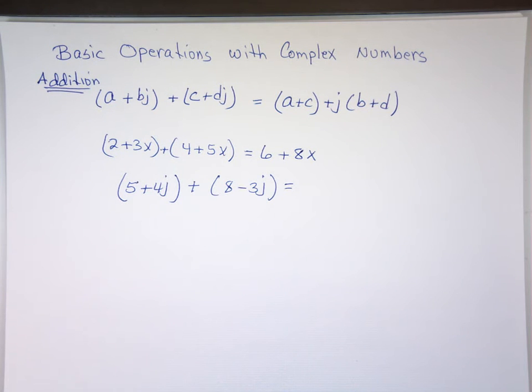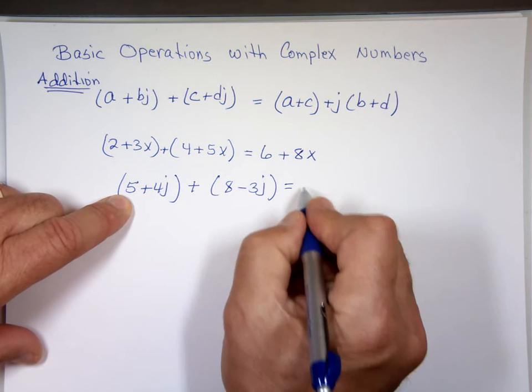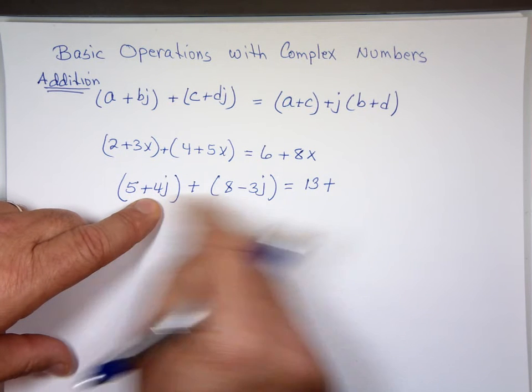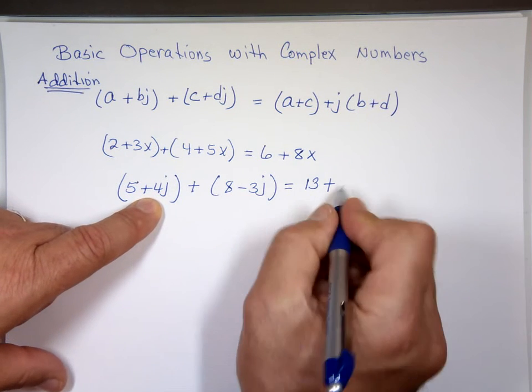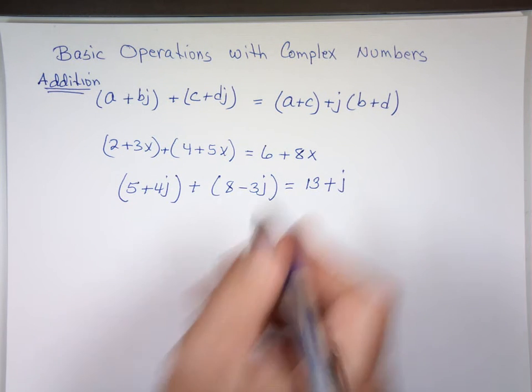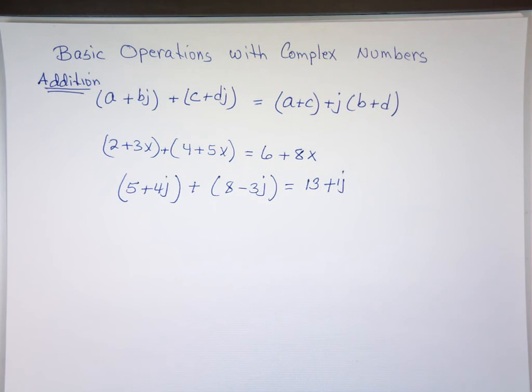Let's add the real to the real. What's 5 plus 8? 13. What's 4j minus 3j? 1j, you don't put the 1. 13 plus j, or if you want to put the 1, go ahead: 13 plus 1j. I'm not sure whether the software wants to see the 1 or not. Probably in this case they want to see the 1. I'm not really sure.